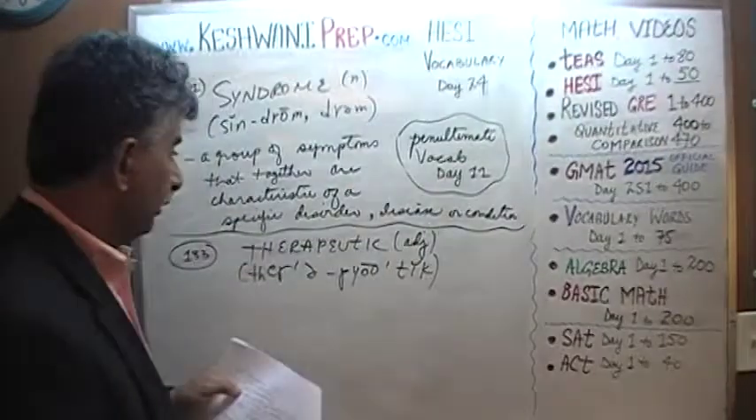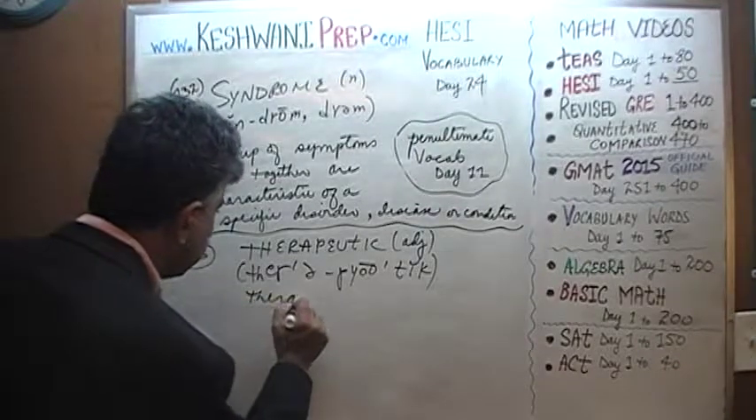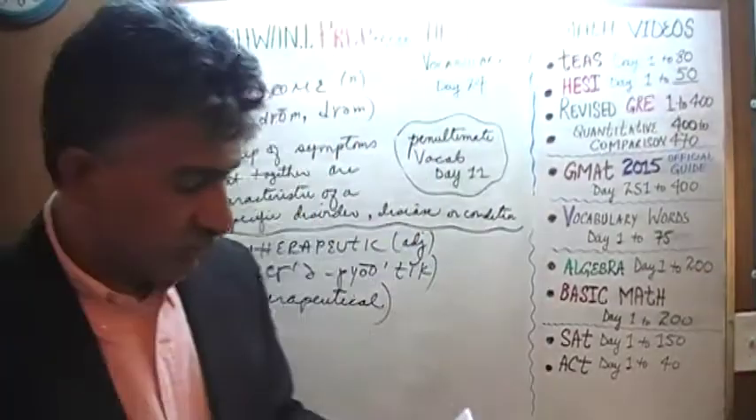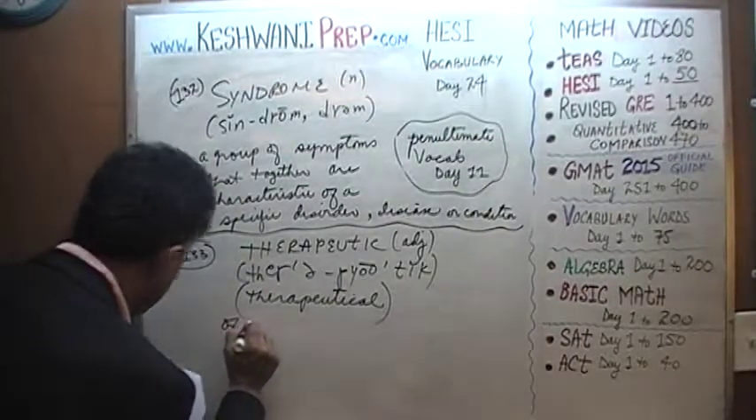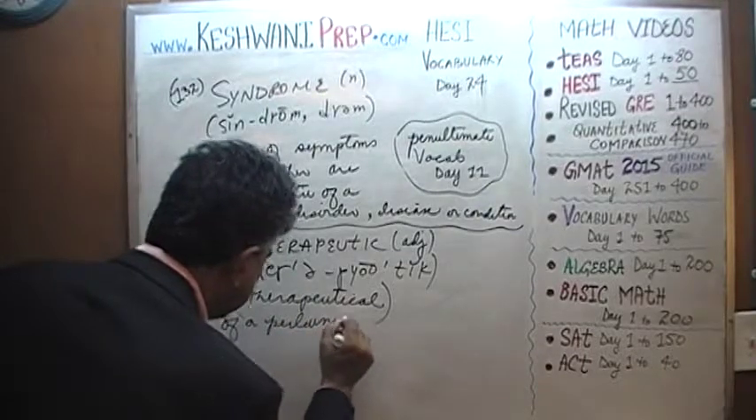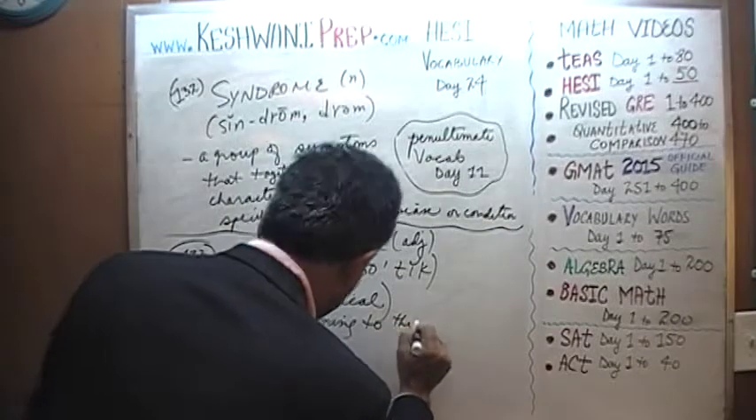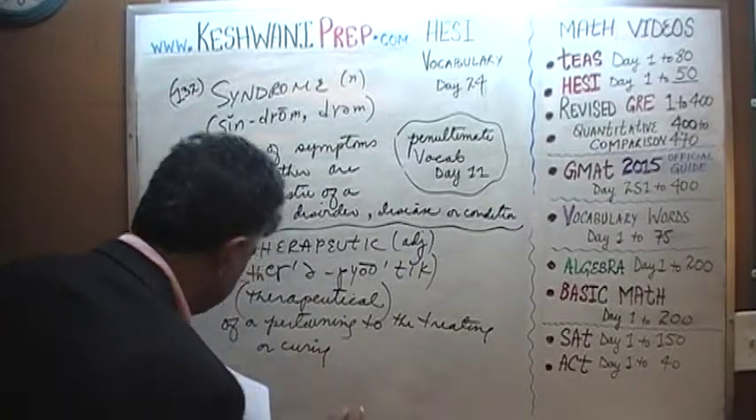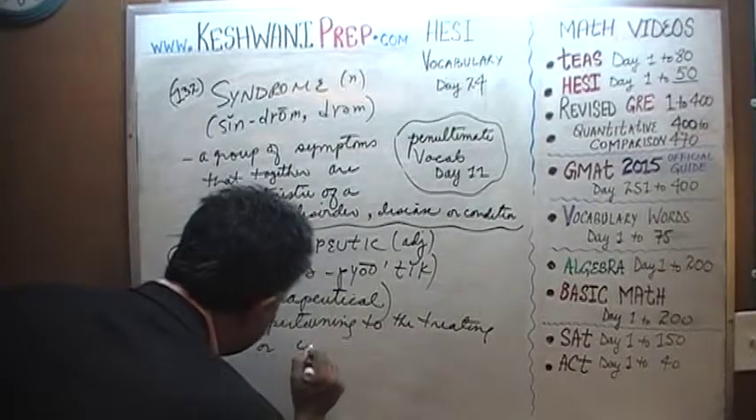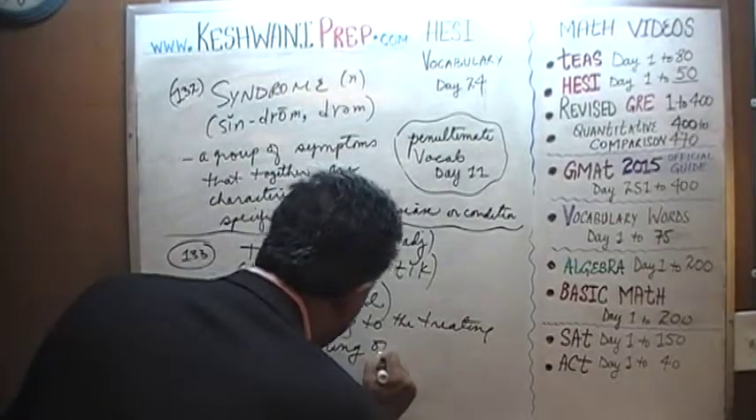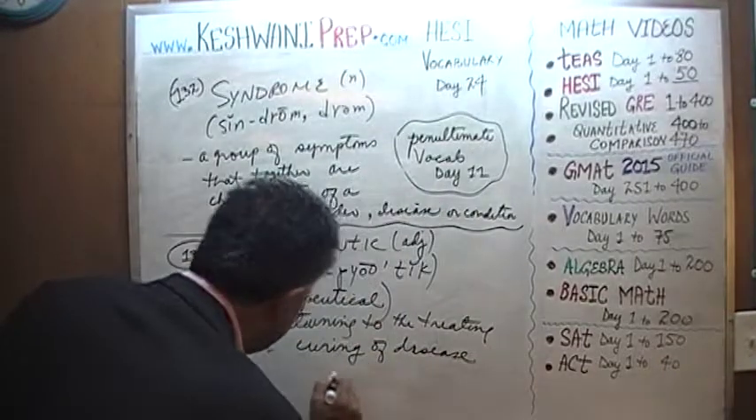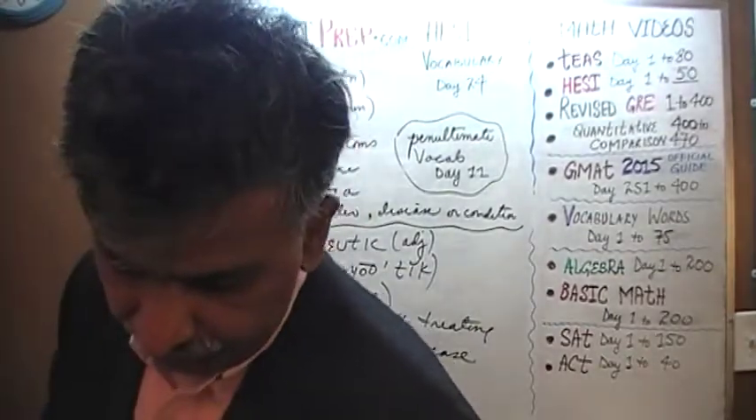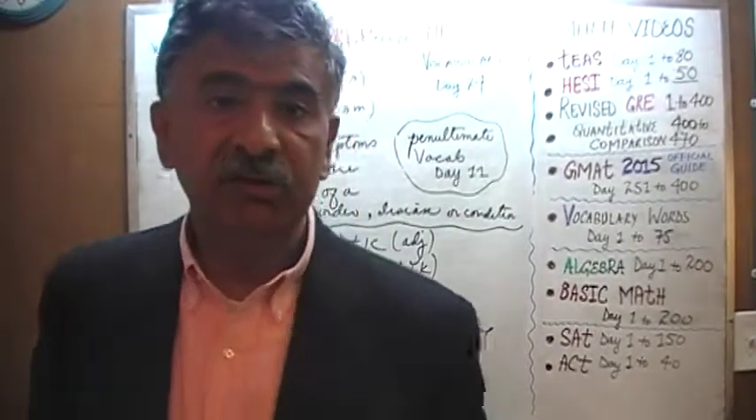Therapeutic, or therapeutical if you like. They are both considered equally acceptable, which means of or pertaining to treating or curing of disease or disorder. So if you refer to something as therapeutic, that means it helps you. It helps you cure something, it helps you treat some disease or disorder.